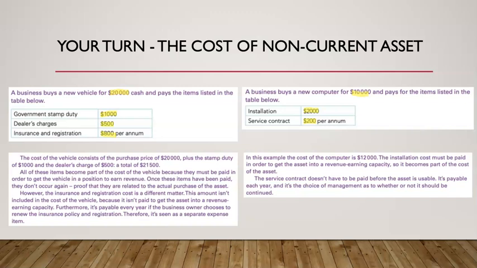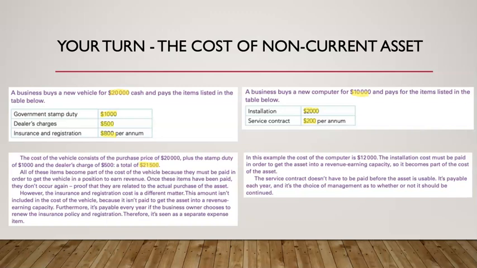the cost of the vehicle is $21,500. We add the stamp duty and dealer charges because they are one-off costs that we must pay to get this vehicle to be able to earn revenue, and we ignore the insurance expense. It's still an expense, it still goes in our income statement, but not as a cost of our non-current asset.